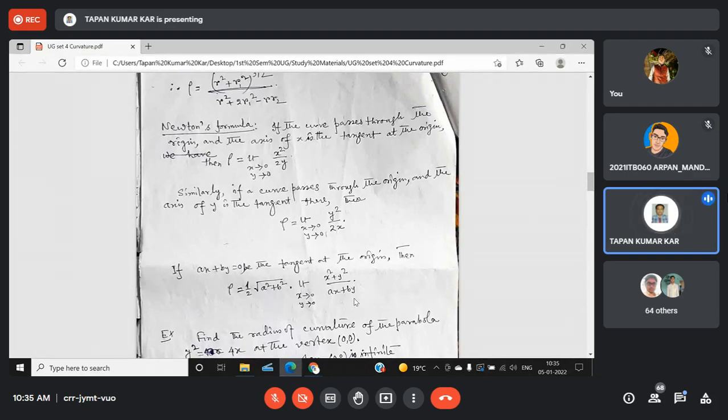Suppose x square plus y square plus 2x plus 2y equal to 0. This is a curve that passes through the origin. So what will be the tangent? 2x plus 2y equal to 0 is the tangent at the origin. I think some of you have an idea about this. You might have forgotten that the lowest degree term equated to 0 gives the tangent at the origin.